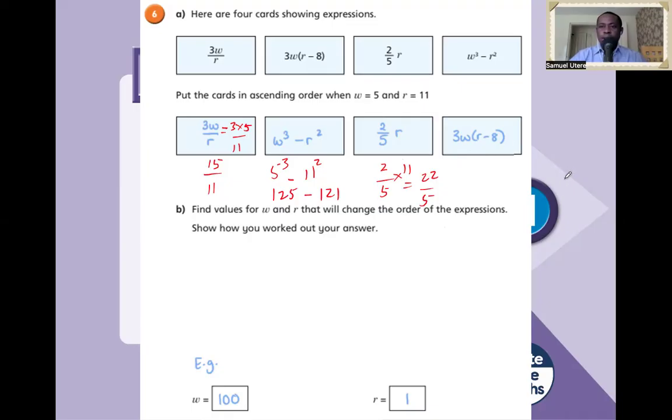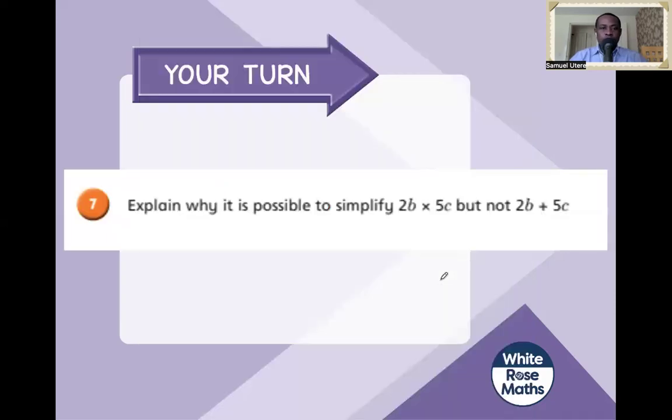So show how you worked the answer. To find the values that will change the order of the expression, for example, you just put in values of W and R that you think would make this one increase or decrease, and that will change the order of the expression. So any two numbers could do that. You think carefully about it. Pause the video and answer question 7 in 2 minutes.